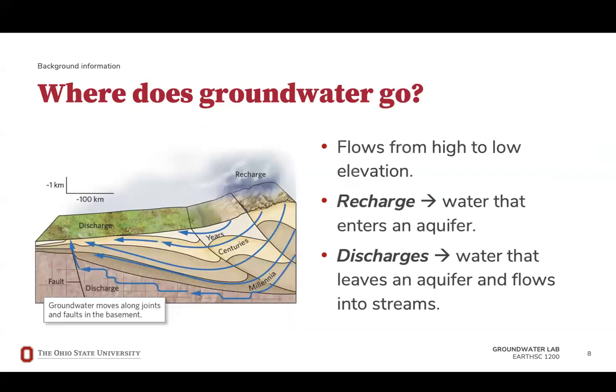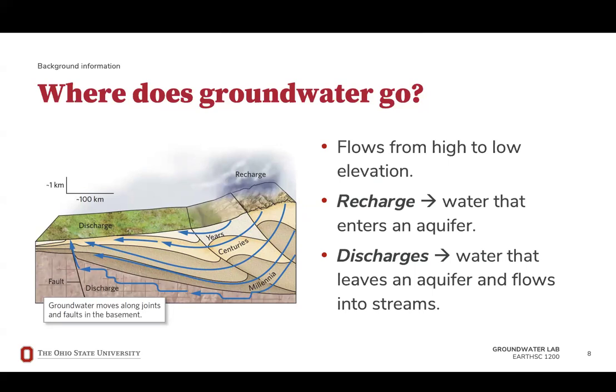Once groundwater enters an aquifer, it continues to move. It flows through the aquifer, driven by differences in elevation. Groundwater moves from areas of high elevation to areas of low elevation, following what is known as the hydraulic gradient. The journey of groundwater begins with recharge, which is the addition of water to the aquifer, typically through infiltration from the surface. As groundwater flows through the aquifer, it eventually makes its way to discharge points, where it leaves the aquifer and enters surface water bodies.